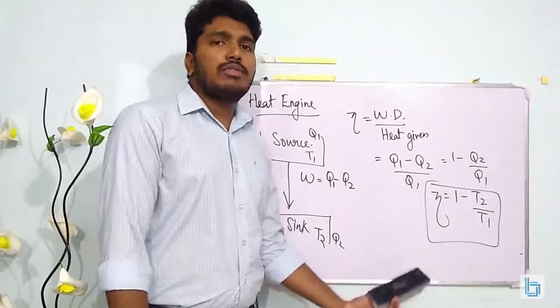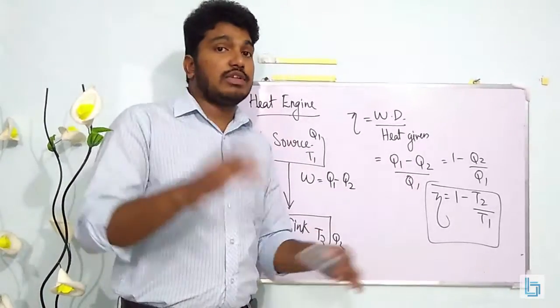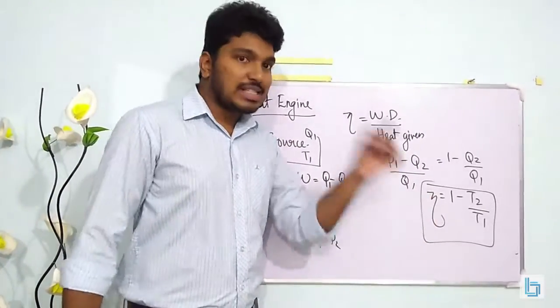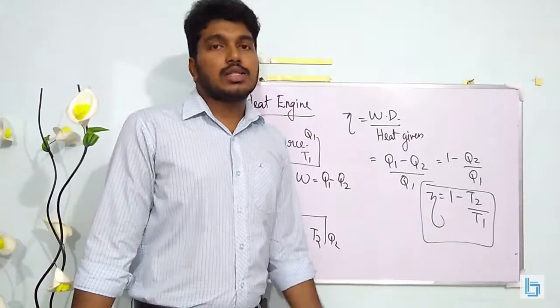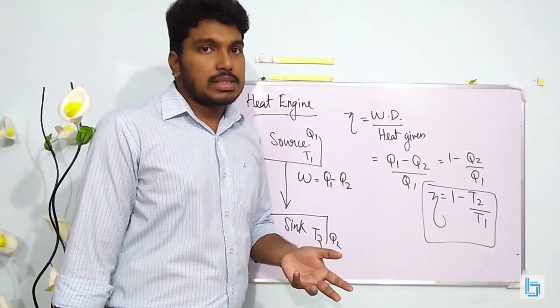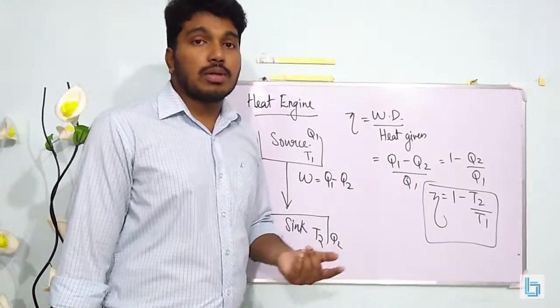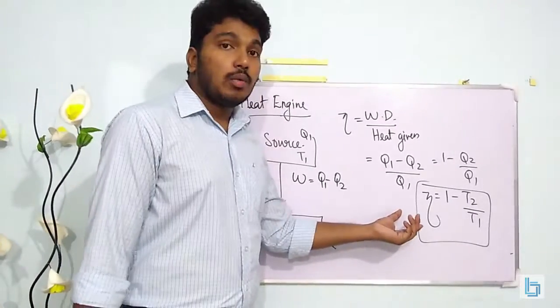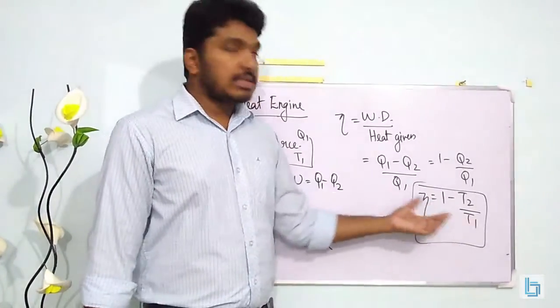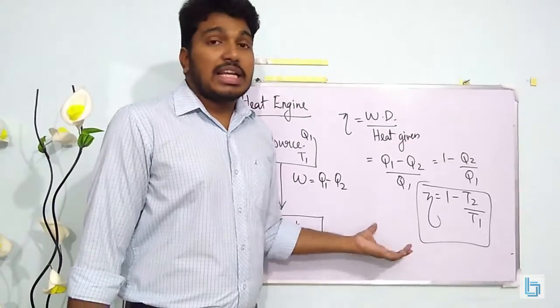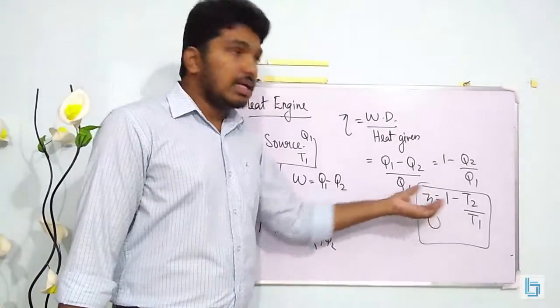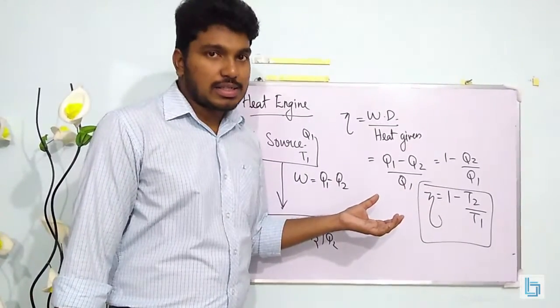Now we would prefer a heat engine with 100% efficiency, or when eta is equal to 1. But that is not a possible case. Only one thing is possible: efficiency will always be less than 1. It cannot be 100%, it will be less than 1. The point is clear, I hope.